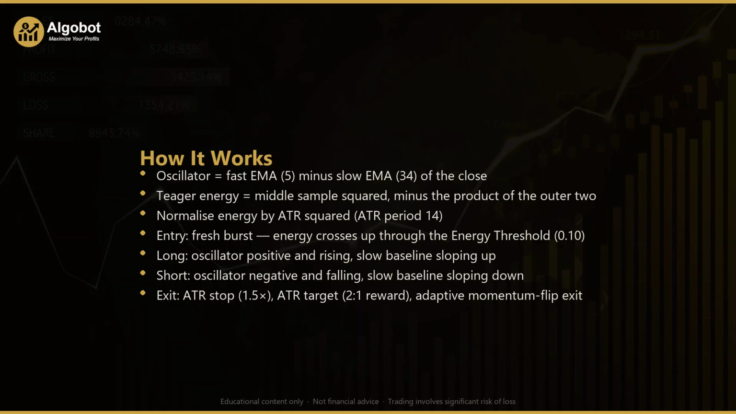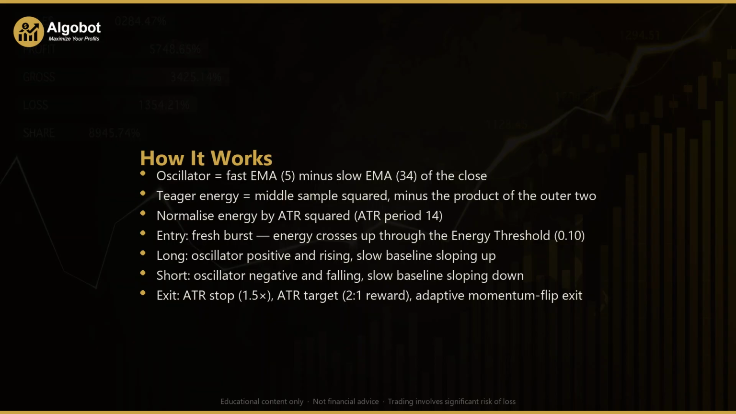Finally, risk management. When a position opens, the stop loss is placed at the stop multiple times ATR, 1.5 by default. The take profit sits at that same distance multiplied by the reward ratio of 2, giving a reward to risk of 2 to 1. Only one position runs per magic number at a time.